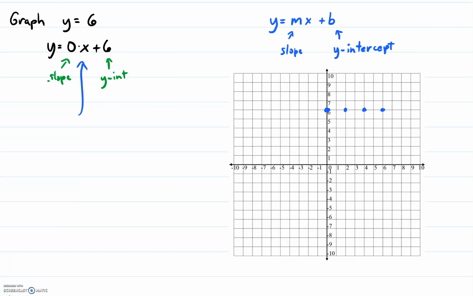But either way, probably the best thing to do is just remember, if you ever have y is equal to just a number, just a constant, and you don't have an x involved at all, it's always just going to be a horizontal line that crosses the y-axis at whatever that value is that y is equal to. In this case, 6.